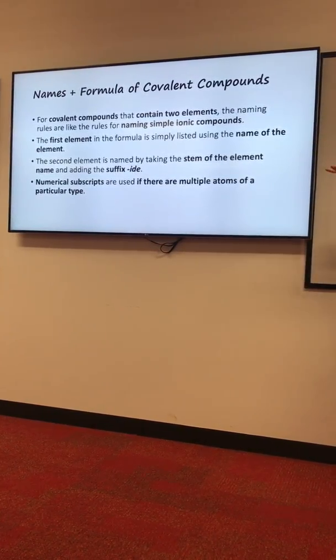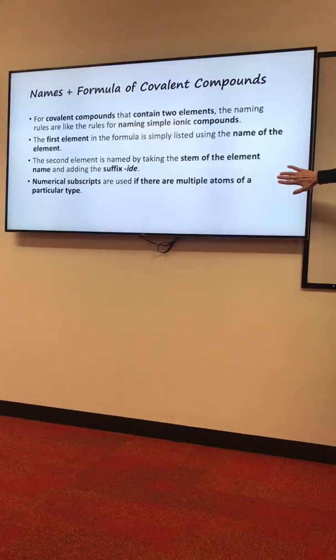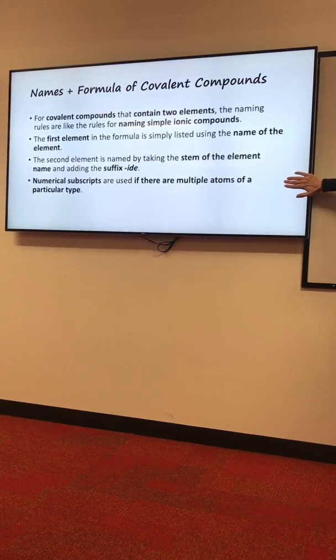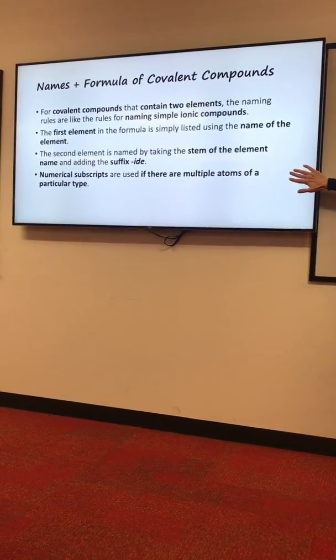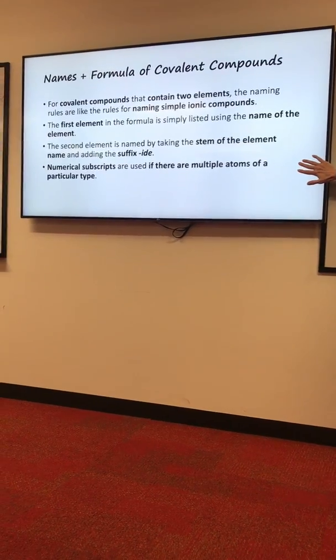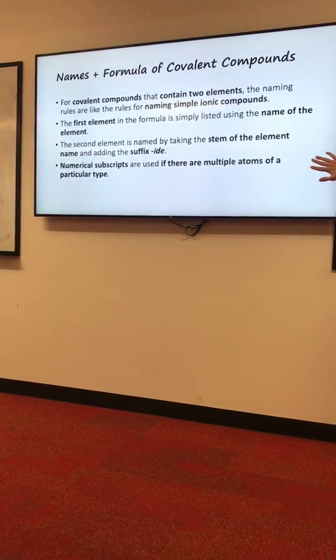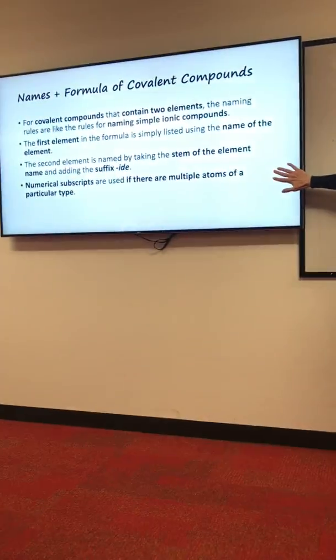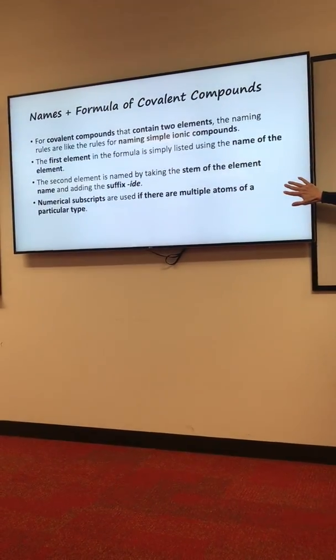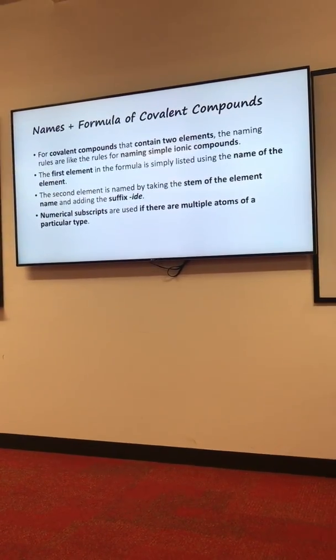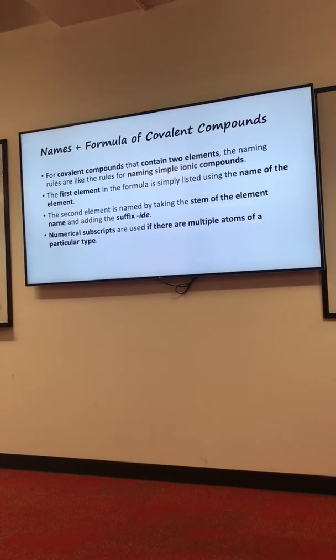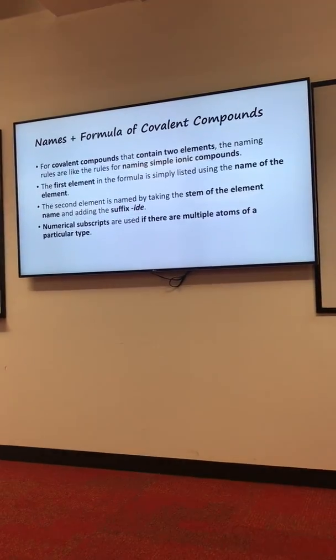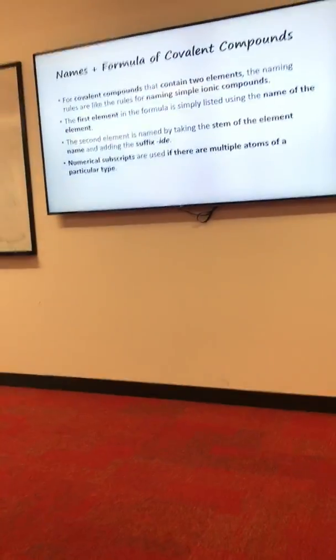The only thing that's new with covalent compounds is that we actually use some numerical subscripts to represent how many atoms of each one is present. So in a formula, you would use a little subscript number. Whereas in a covalent compound, when you're naming it, you actually have to show how many atoms are in the name.